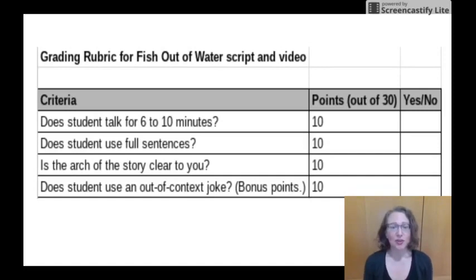Okay, so now that we've warmed up a little bit and talked about our objectives for today and the grading rubric for the fish out of water story, which you're working on the script for, and then you will be recording each other telling your stories. Each of you have that rubric, right? Yeah, okay. I handed it out to all of you. Great. Let's start talking about memory techniques.